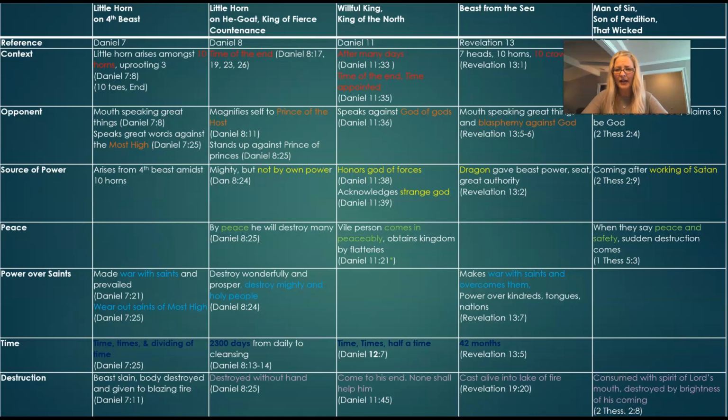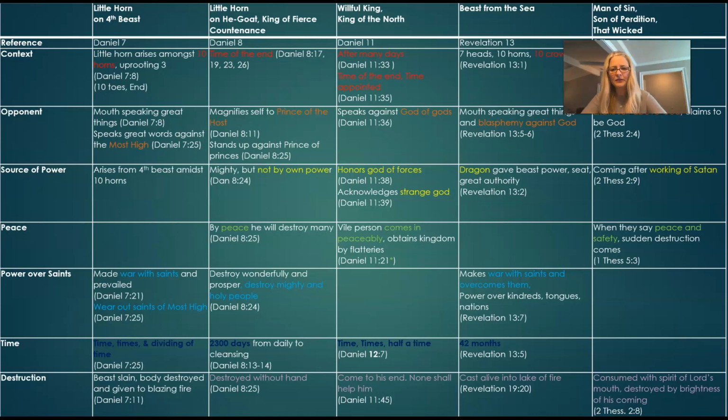The little horn of the he-goat in Daniel 8 is destroyed without hand. That's a supernatural destruction, a judgment of God. The willful king, or the king of the north, in Daniel 11:45, it says he will come to his end and none shall help him. The beast from the sea is cast alive into the lake of fire. That harkens back to what happens in Daniel 7 to the little horn of Daniel's fourth beast.